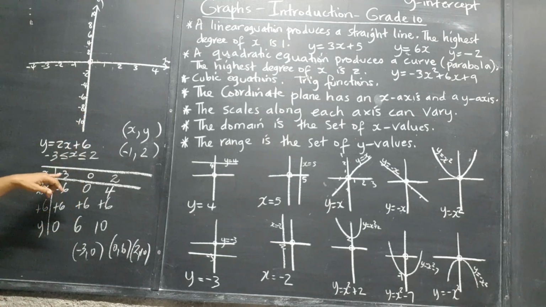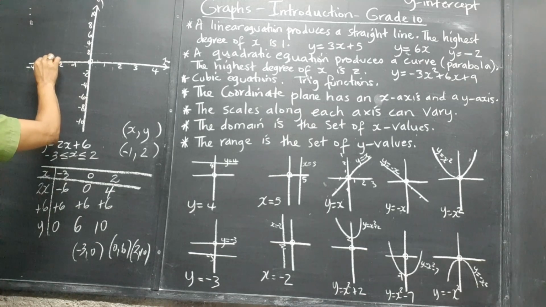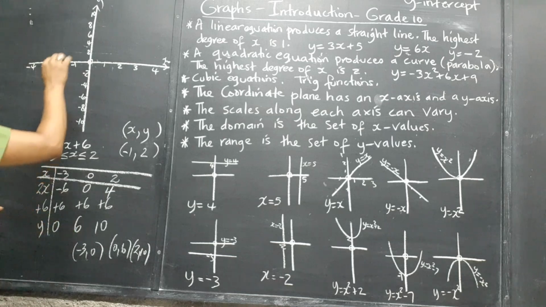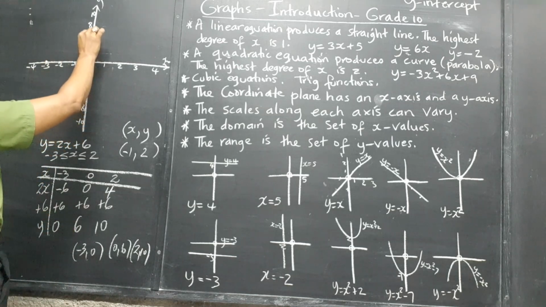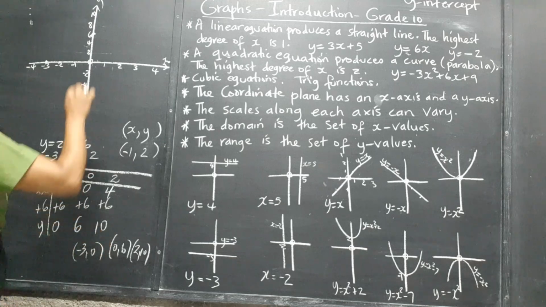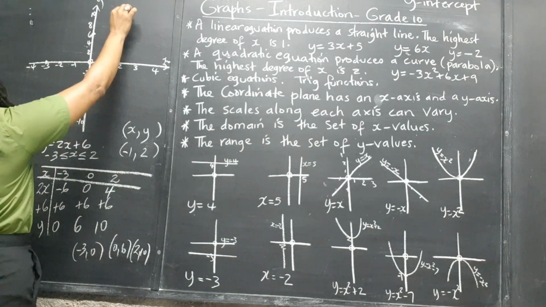So when x is negative 3, y is 0. So this is negative 3 on the x, and since y is 0, we're stuck here. We're not moving from here because y is 0. Or when x is 0, y is 6. So this is 0 on the x, and we go straight up to 6. And when x is 2, y is 10. So positive 2 on the x goes up to 10 on the y.